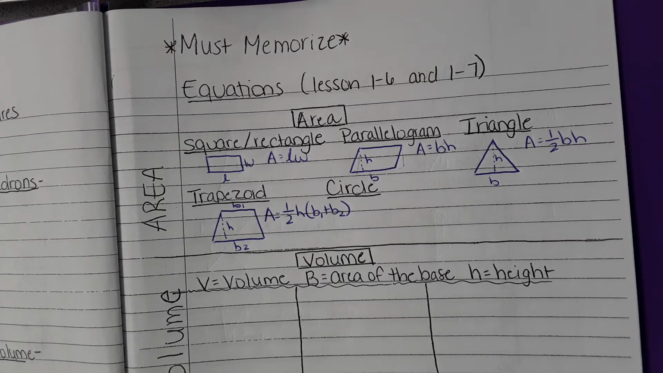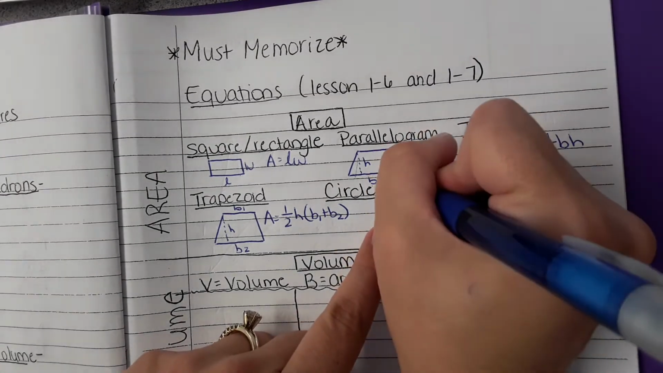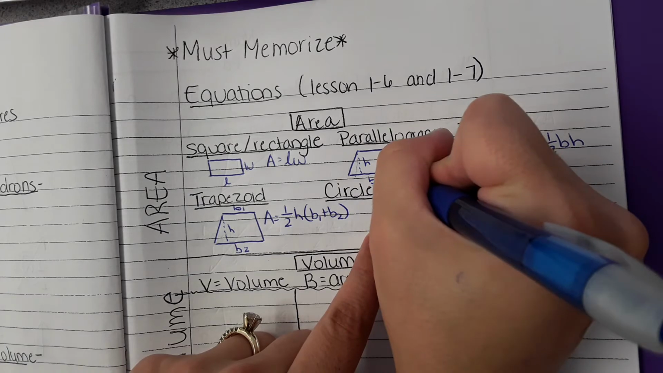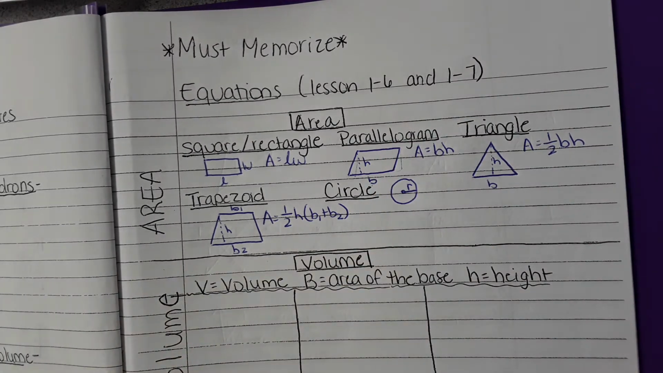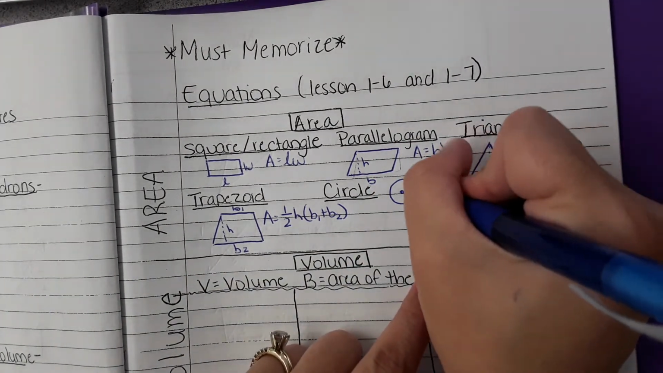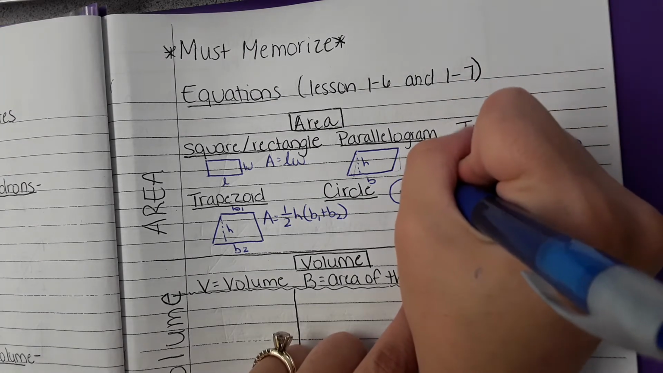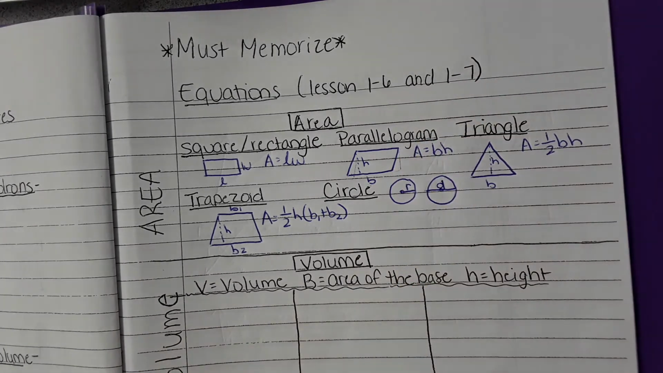And circle. Circle has more to it than the other shapes, as you know. Circle, just drawing a quick picture, we have radius is halfway across the circle. Diameter is the distance all the way across through the middle. Diameter.